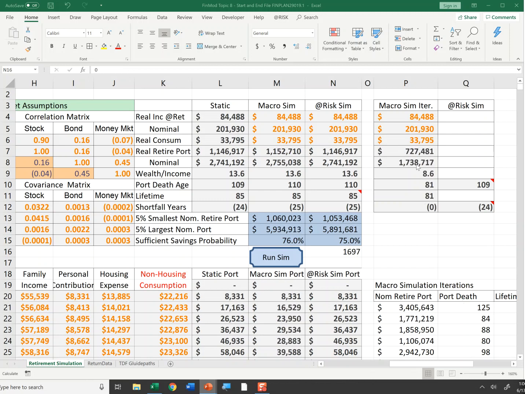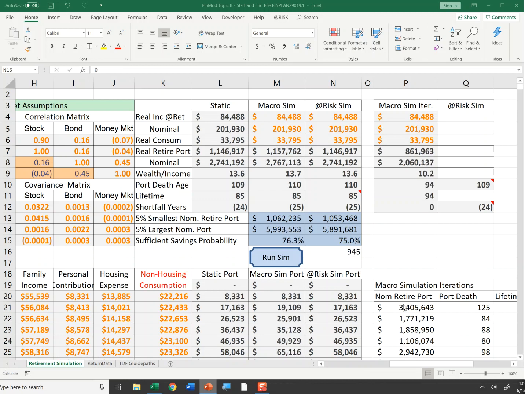Now it's also going to grab the portfolio death and put it here, and so on. And it's also going to do the shortfall off to the right. So each one of these 5,000 rows are going to be the nominal portfolio value, my portfolio death, my death, and the number of years in which I had a shortfall. Now, negative is a good thing. That means I had negative shortfall years. When this is all done, I'll then have 5,000 possible lifetimes.